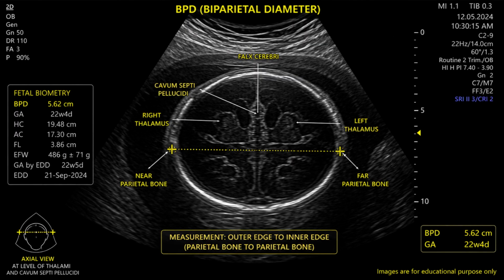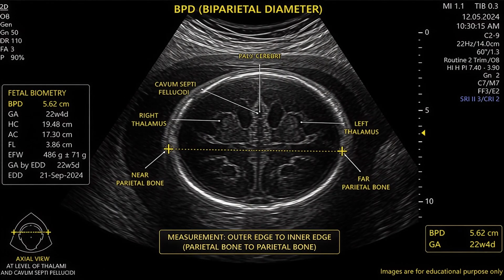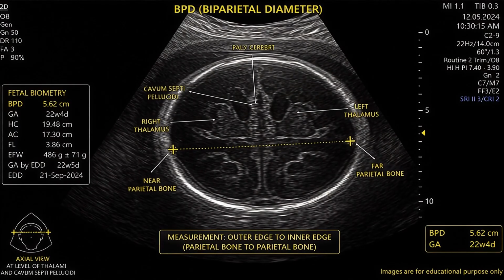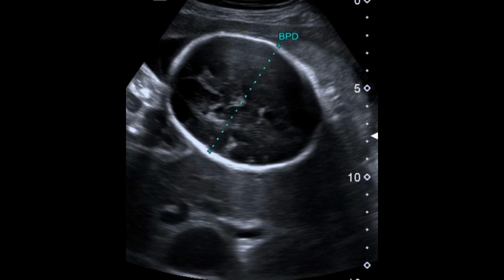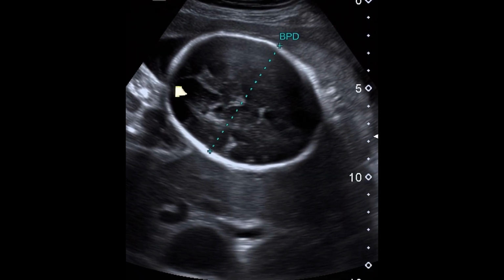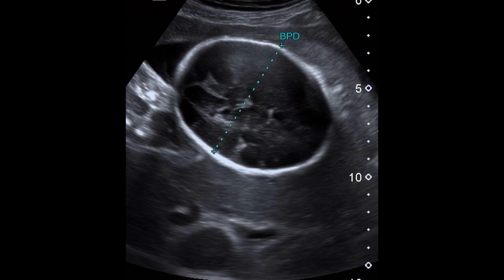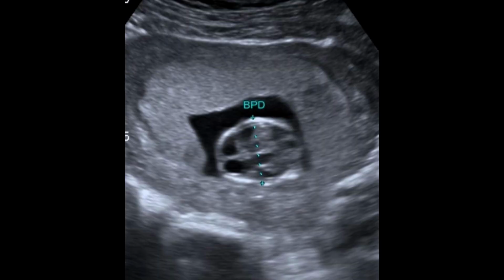Conclusion. Biparietal diameter is one of the most important measurements in obstetric ultrasound. A properly measured BPD helps determine gestational age, evaluate fetal growth, estimate fetal weight, and monitor fetal development throughout pregnancy. Accurate technique, proper imaging plane, and awareness of potential pitfalls are essential for obtaining reliable measurements.